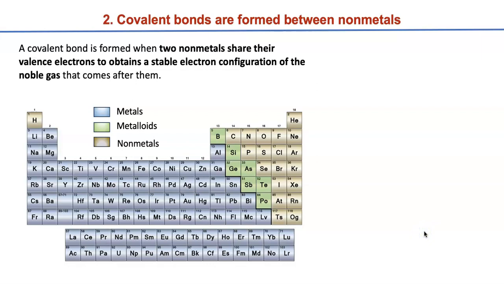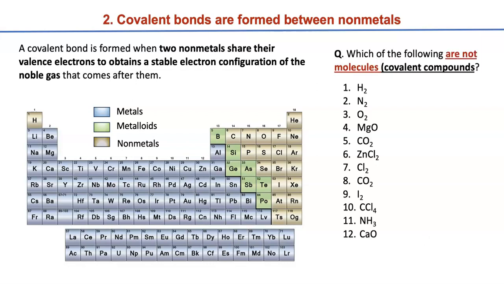Okay, topic 2. Covalent bonds are formed between nonmetals. So if I give you a set of elements and molecules, their chemical formula, and I ask which of the following are covalent bonds, or I say they're not covalent compounds, how would you answer that?